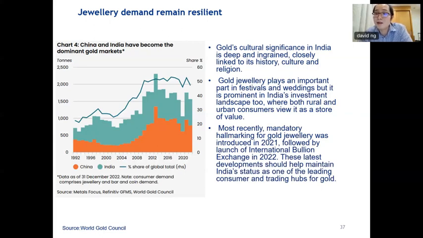But again, these are all supporting factors that support gold prices, because, like I mentioned to you, economics 101, you have higher demand, supply is stable. That will tell you prices tend to be on the higher side. So that's how we view jewelry demand as a factor.